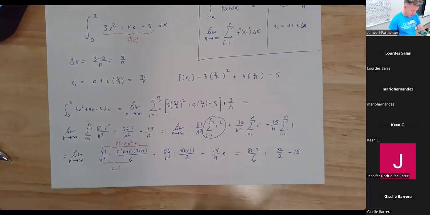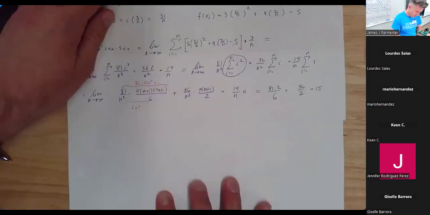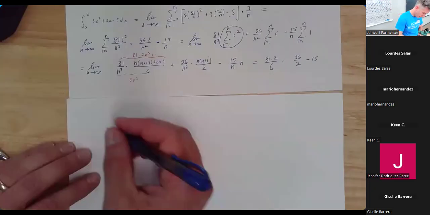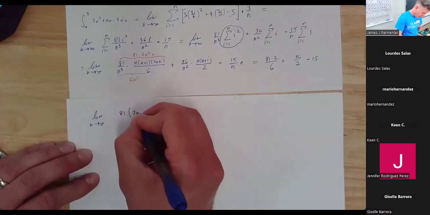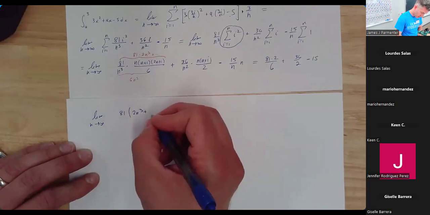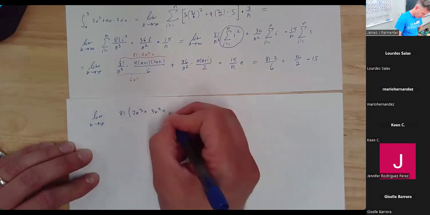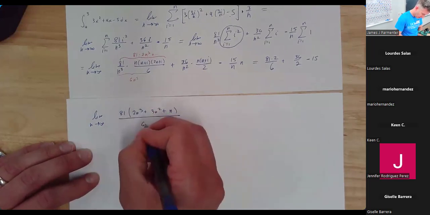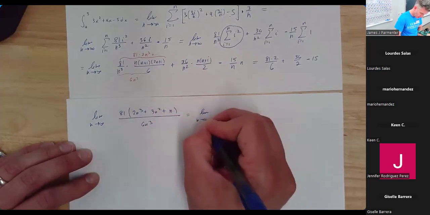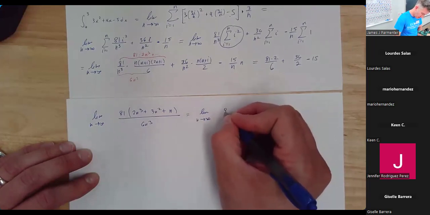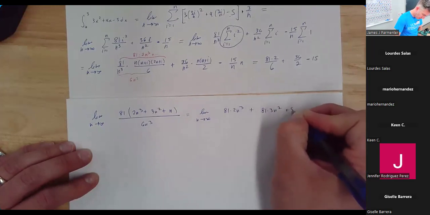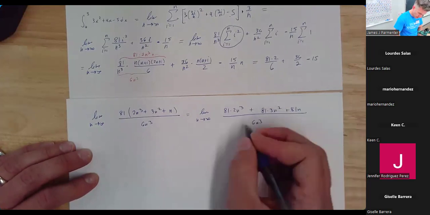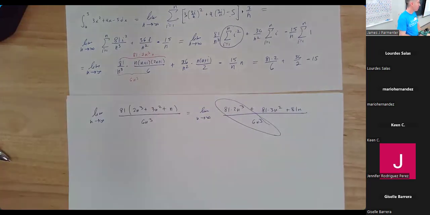In case what I'm saying is a little bit unclear, just to be super extra clear about it, what I'm saying right here is that you have the limit as n goes to infinity of 81 times 2n cubed plus 3n squared plus n over 6n cubed. And if you multiply that out, you have the limit as n goes to infinity of 81 times 2n cubed plus 81 times 3n squared plus 81 times n over 6n cubed. But these are the only things that matter. So you get 81 times 2 over 6.